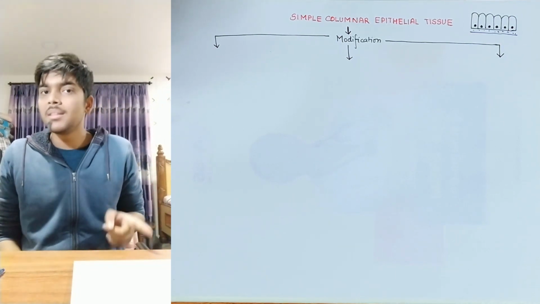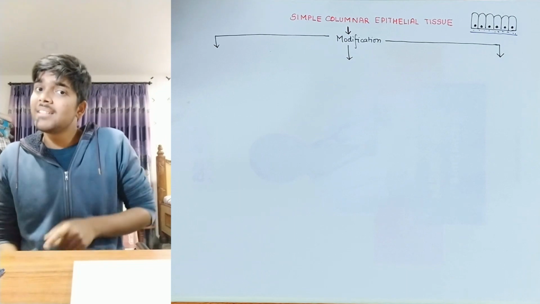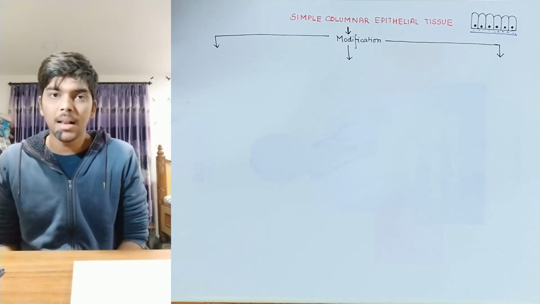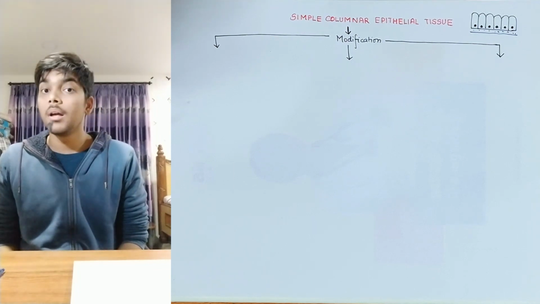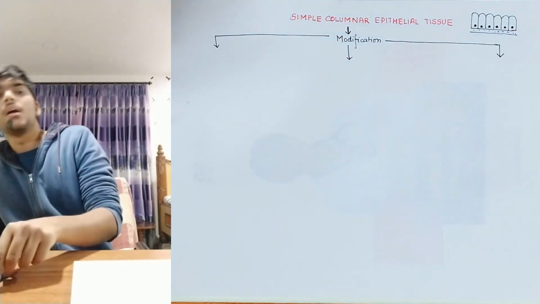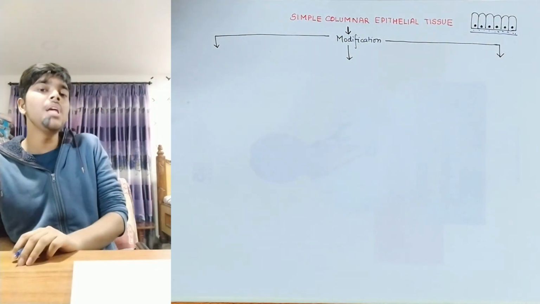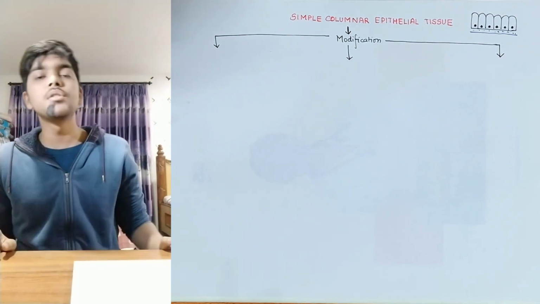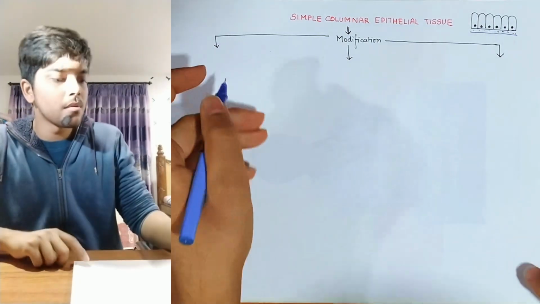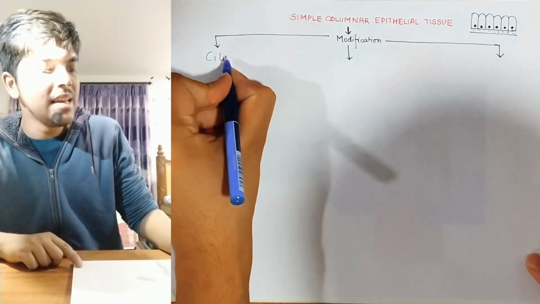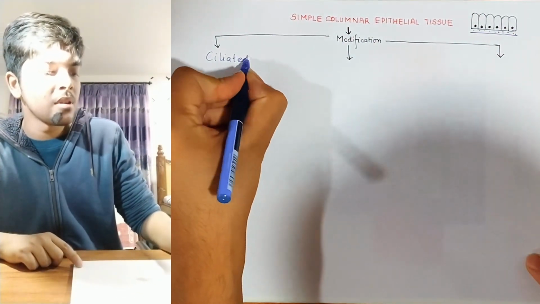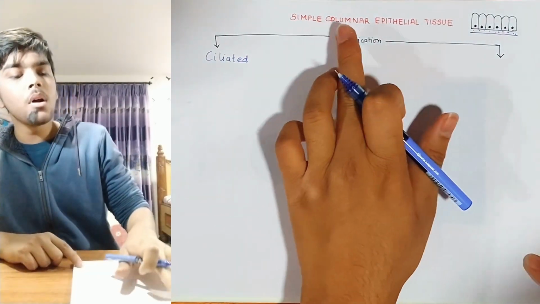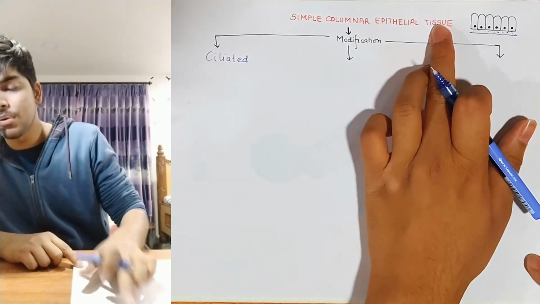Since it's simple, the cells are arranged in a single layer, and since it's columnar epithelial tissue, the cells that are arranged in a single layer are columnar or long. Okay, so this tissue has three major modifications. Out of those, the first modification is ciliated. So you have ciliated simple columnar epithelial tissue.